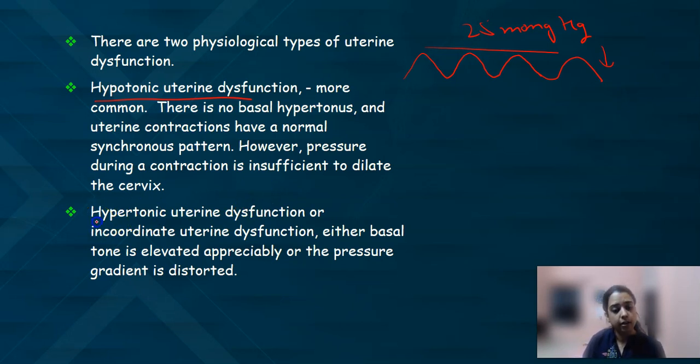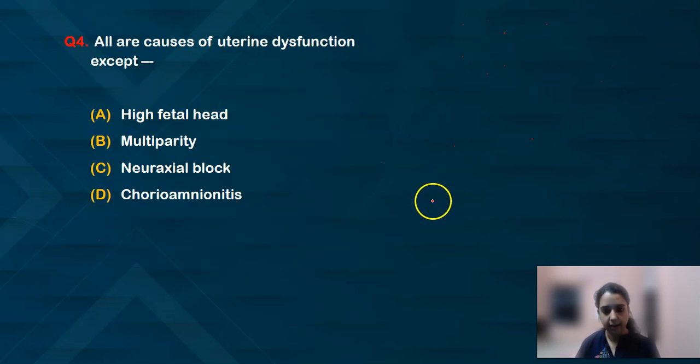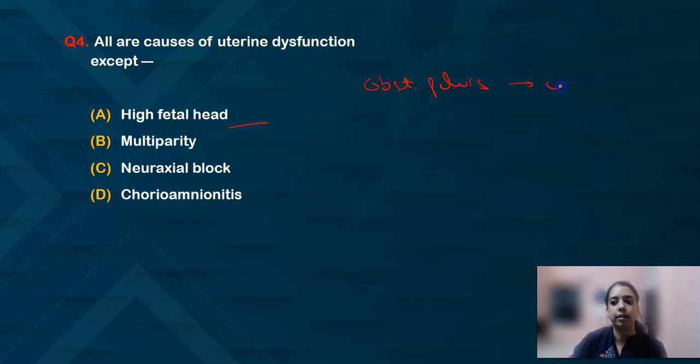Another type of uterine dysfunction is hypertonic or incoordinate. So either the tone is very high or it is not in a wave pattern. Okay, it's not in a wave pattern. It's like something like this. It is less common, but it can also lead to dystocia. Now the causes which lead to uterine dysfunction have been listed in the new Williams, which clearly says high fetal head. So any kind of obstruction in the pelvis can eventually lead to uterine dysfunction.